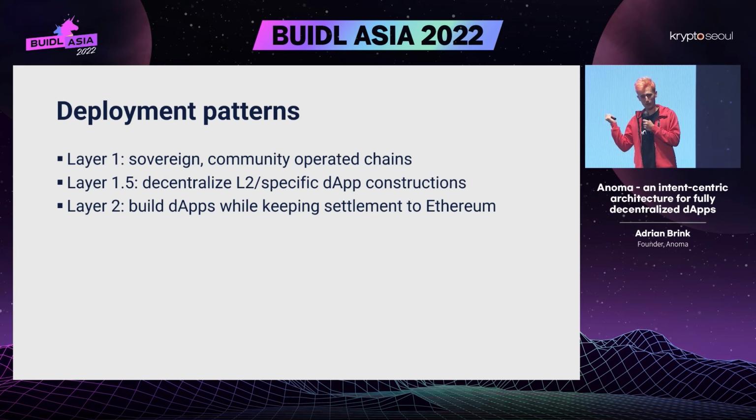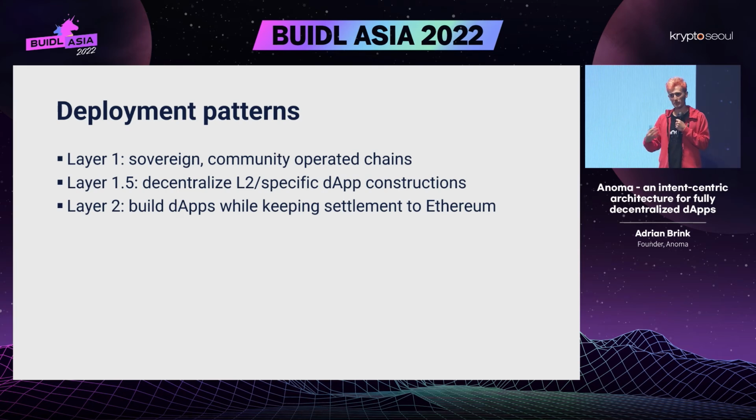This comes then to the deployment patterns of Anoma. So Anoma as an architecture can be deployed as an L1, so that's a globally sovereign chain. It can be deployed as a community operated chain. Maybe the people in Seoul want to run all their local commerce, and that's fine, right? That's a different security zone for deployment. You can deploy this as an L1.5, where you use Anoma to decentralize a specific L2.